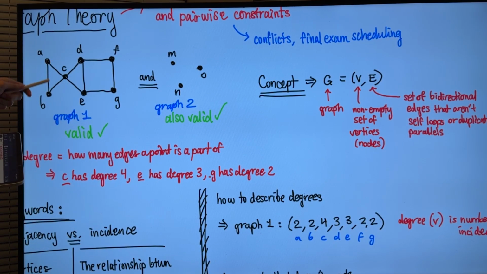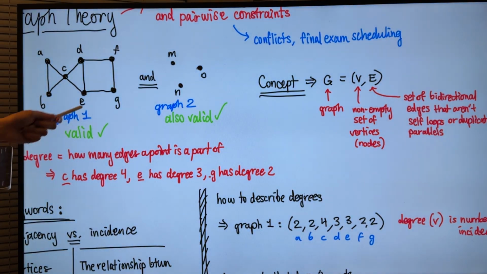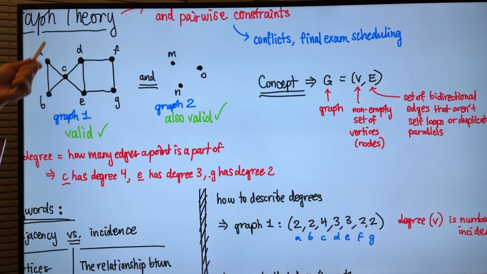D goes out, you can see it's part of 3 edges, therefore it has degree 3. And then F extends out as part of 2 line segments, 2 edges, so we consider it has degree 2, and same goes for G. So that's just how you describe the degrees of this specific graph.